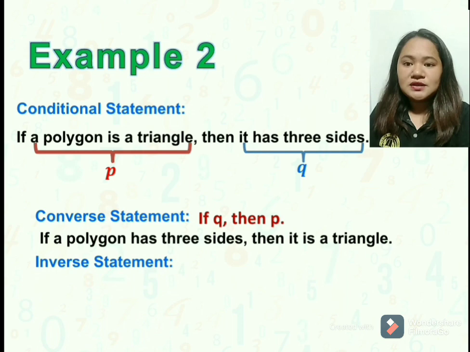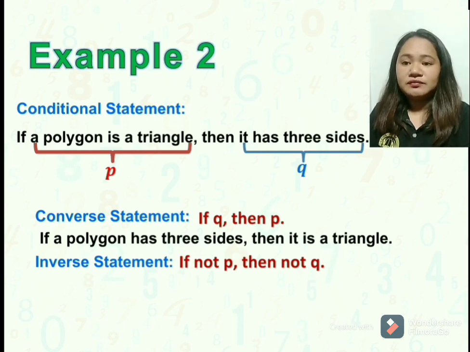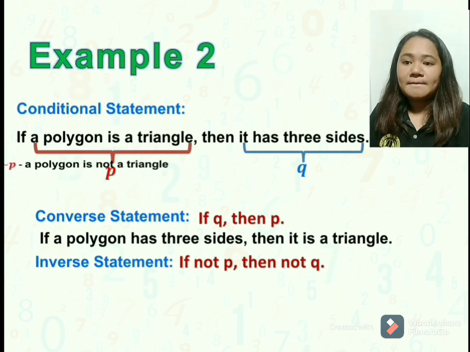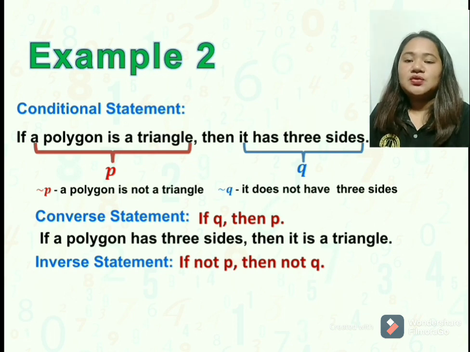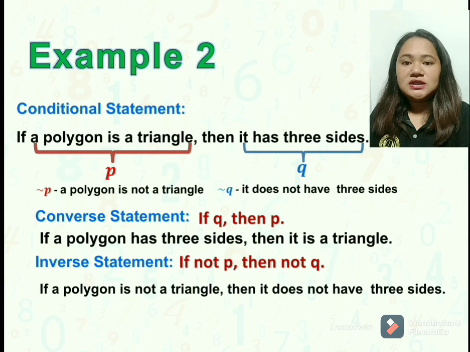For the inverse statement, the format is, if not P, then not Q. Our negation of P is, a polygon is not a triangle. And the negation of Q is, it does not have 3 sides. So our inverse statement is, if a polygon is not a triangle, then it does not have 3 sides.